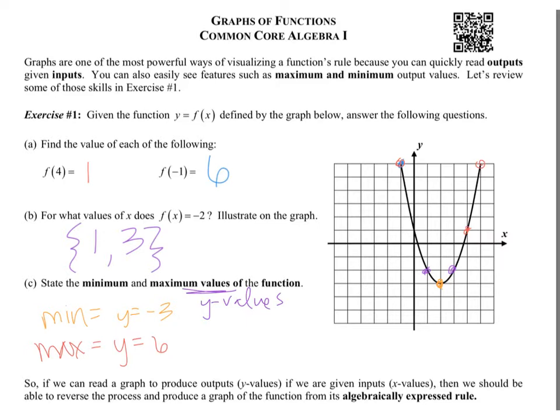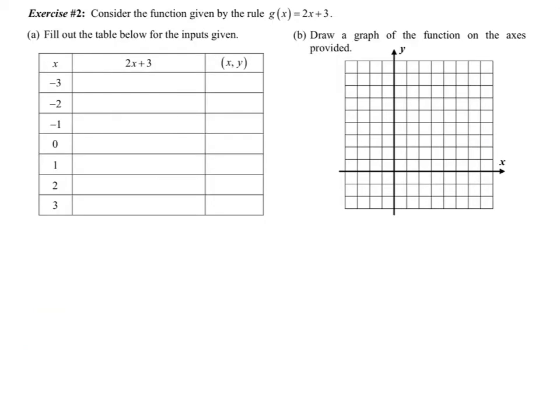So if we can read a graph to produce outputs or y values if we are given inputs of x values, then we should be able to reverse the process and produce a graph of it with its algebraically expressed rule. So consider the function. We're going to fill out the table for the given inputs. So we're going to put the given x values in. So 2 times negative 2 plus 3, 2 times negative 1 plus 3, 2 times 0 plus 3, 2 times 1 plus 3, 2 times 2 plus 3, and 2 times 3 plus 3.